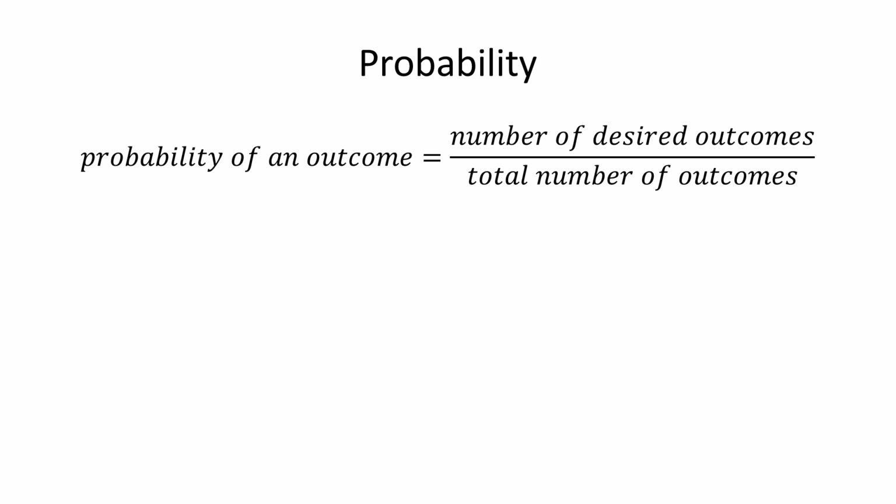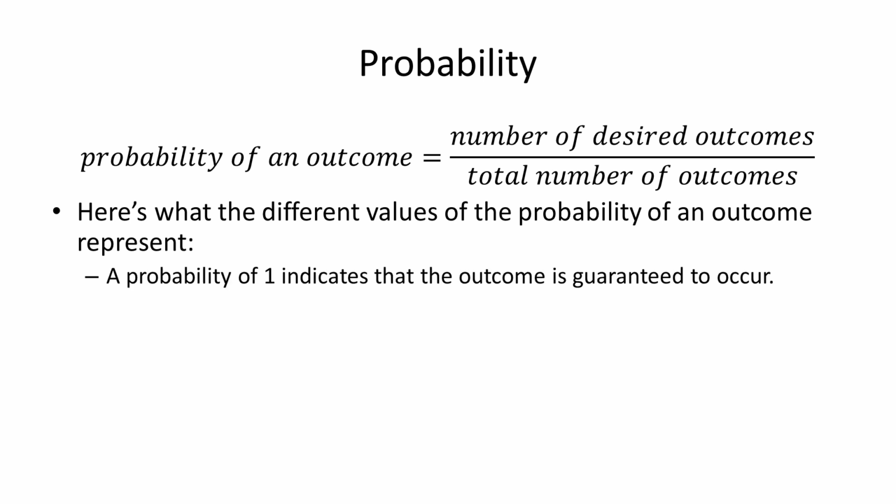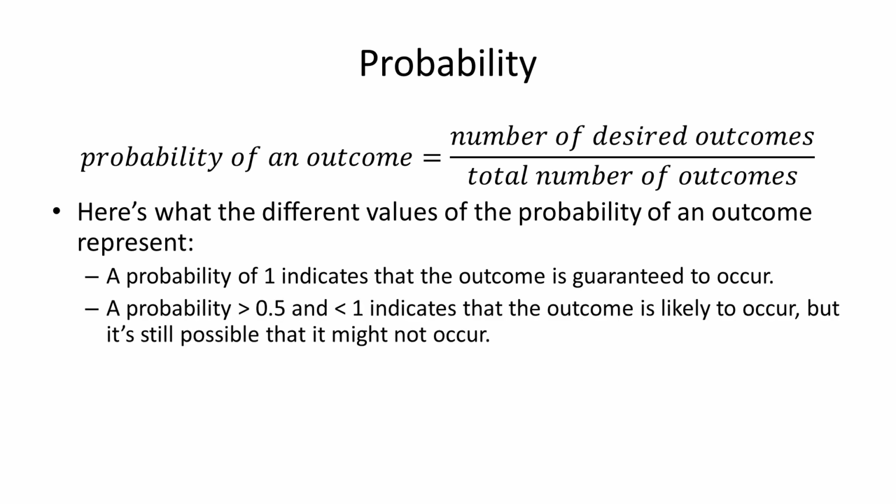So the probability of an outcome is equal to the number of desired outcomes divided by the total number of outcomes. Here's what the different values of the probability of an outcome represent. A probability of 1 indicates that the outcome is guaranteed to occur. A probability that's greater than 0.5 and less than 1 indicates that the outcome is likely to occur, but it's still possible that it might not occur.